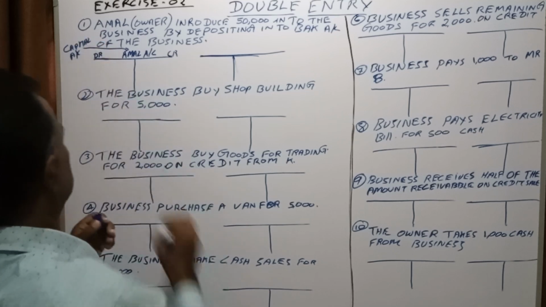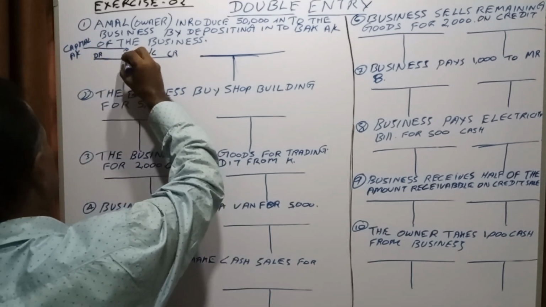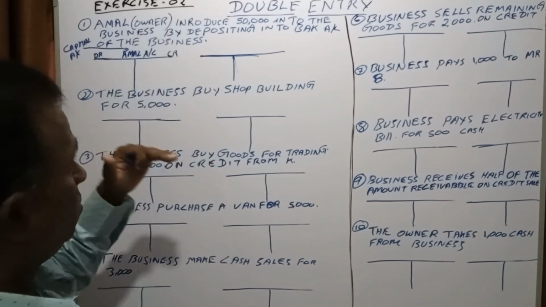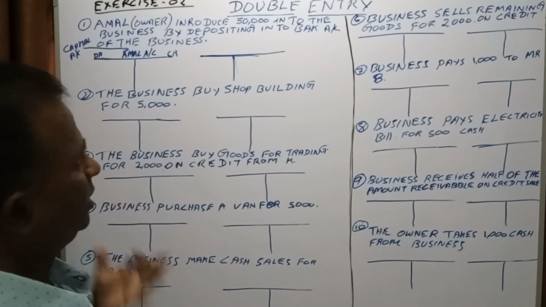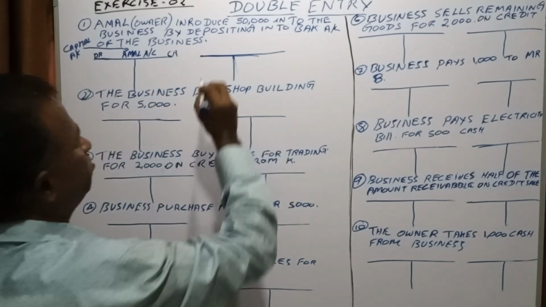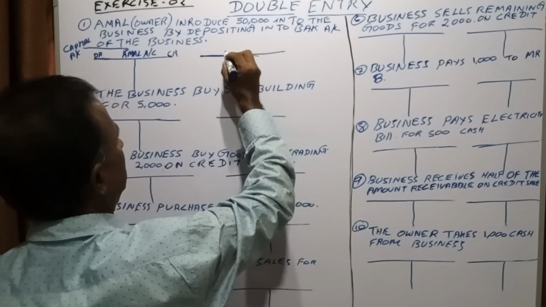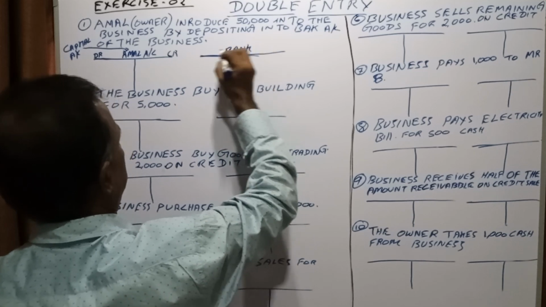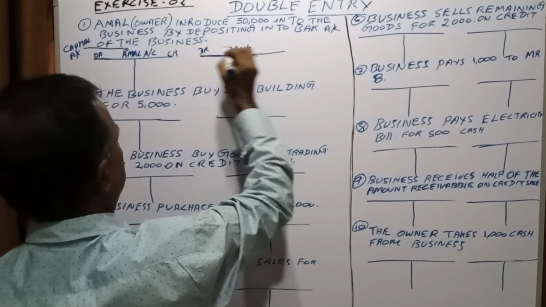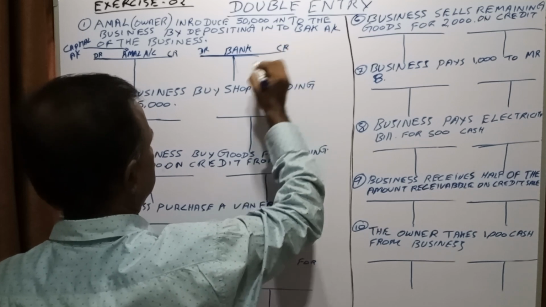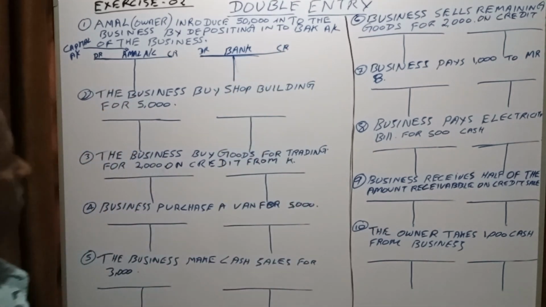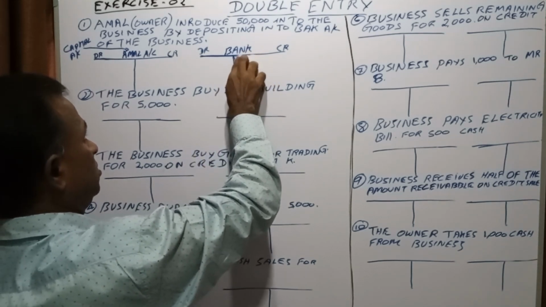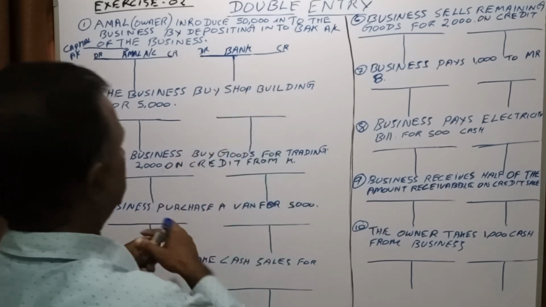So he introduced the money. He introduced the cash into the business. How is he introducing? He is not bringing the money, he is depositing to the bank. So the bank account is also getting affected. Bank. Here you will have a dr and here you will have a cr. So what is the double entry for this? Do you have any ideas?